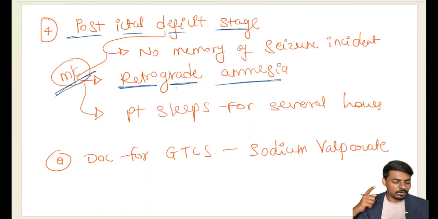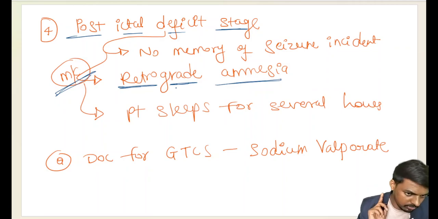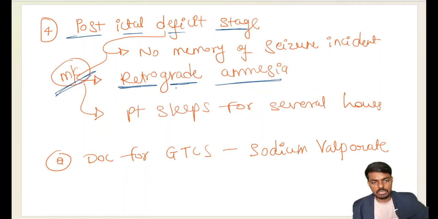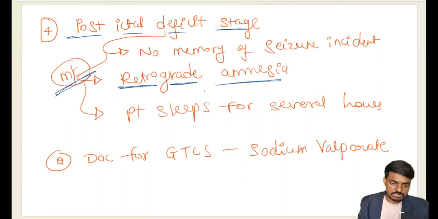That is the retrograde. Retrograde means whatever he had previously, we lose the memory of it. That is the retrograde amnesia. Anterograde amnesia means what we have planned for the future is lost from our memory. That is the anterograde amnesia. Very important point for the NORCET exam. The patient may sleep for several hours after the occurrence of the generalized clonic seizure. He will go into deep sleep, and he has no idea of the occurrence of the seizure.